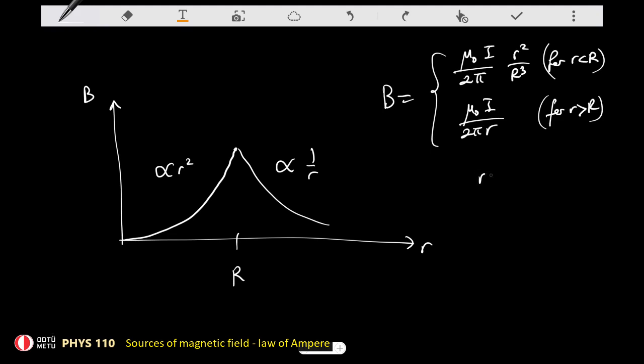And also, r equals R, that special case right at the edge, I can use either of the two formulas and I'm going to get the same result. This tells you that the magnetic field is continuous at that point. So I can use either the formula inside or formula outside. I'll get the same thing.